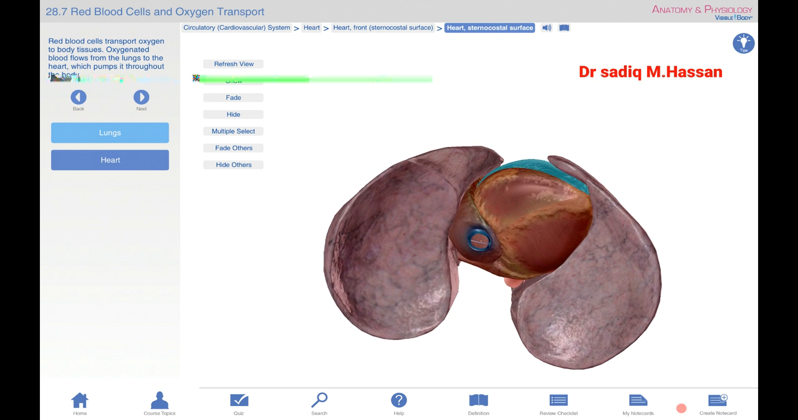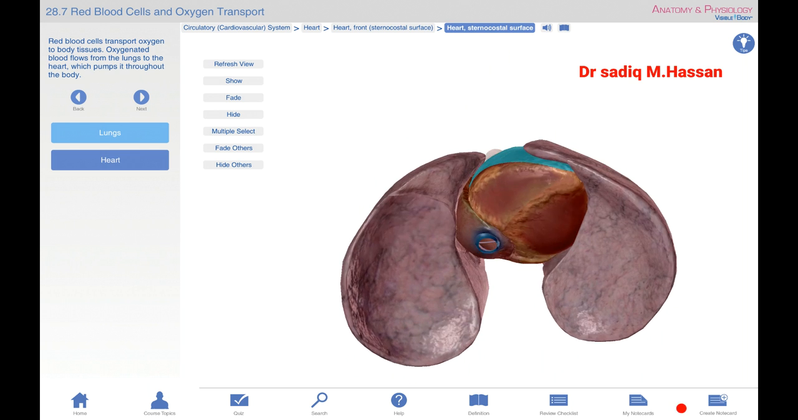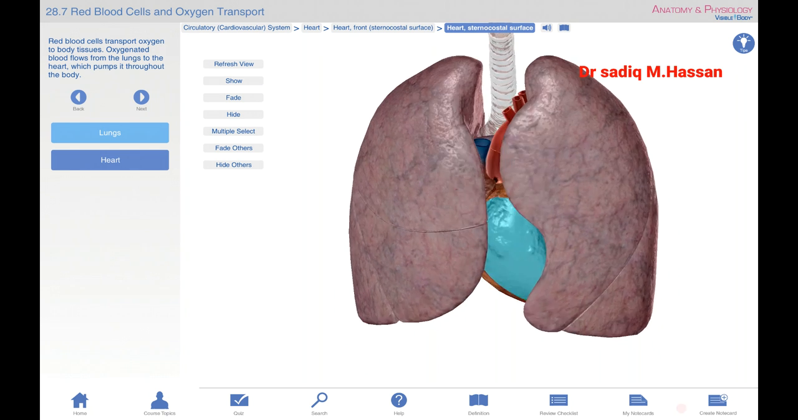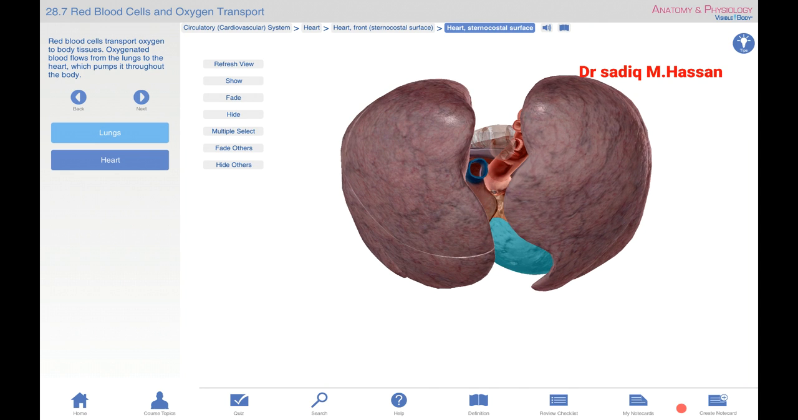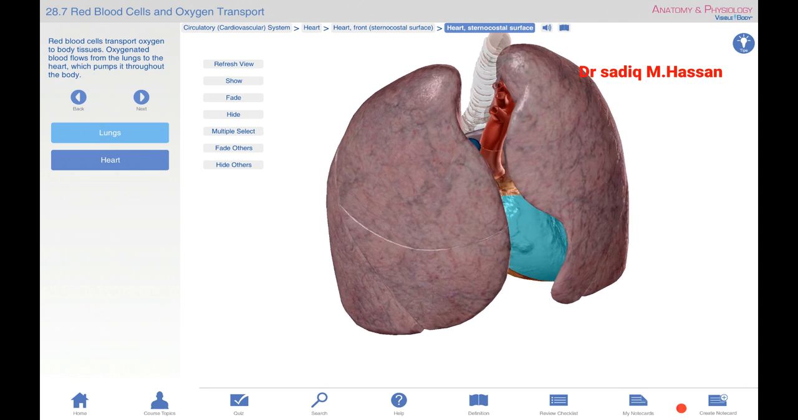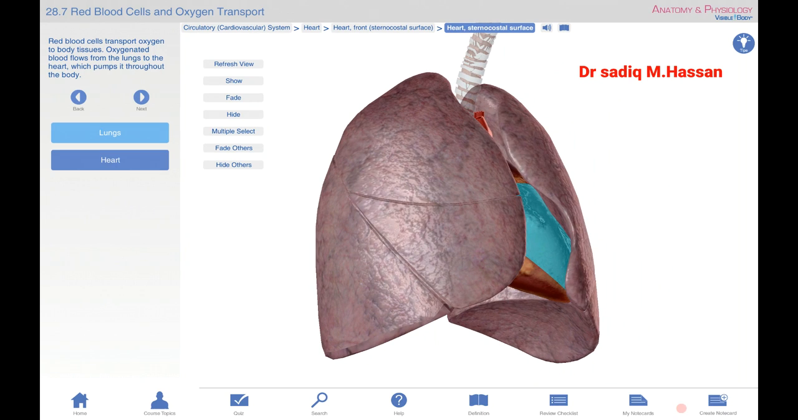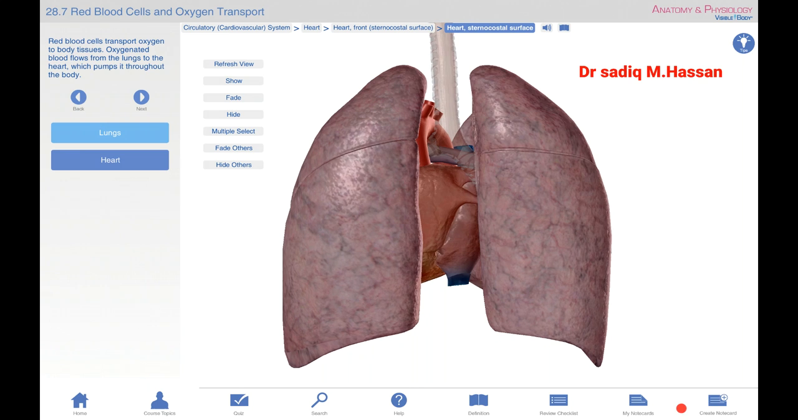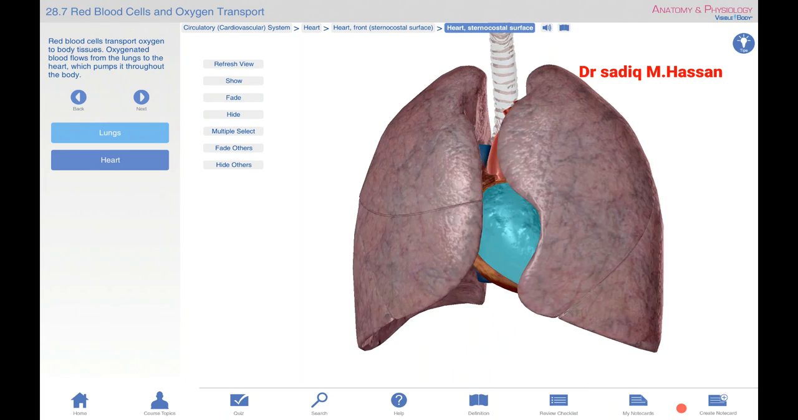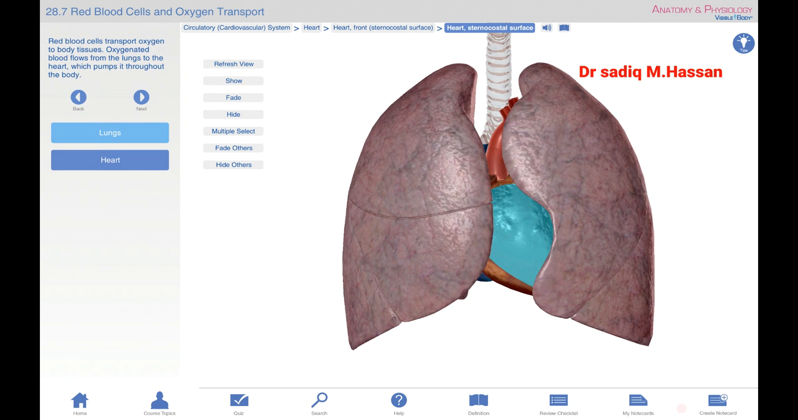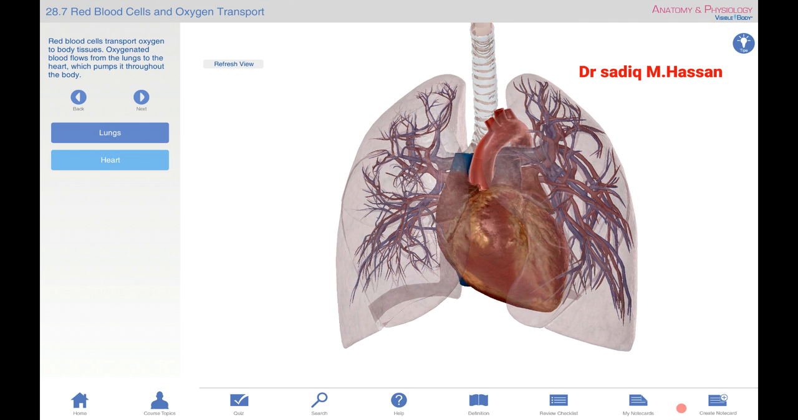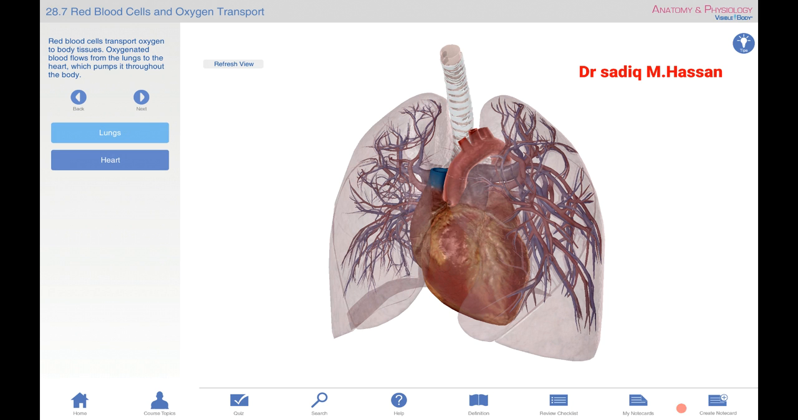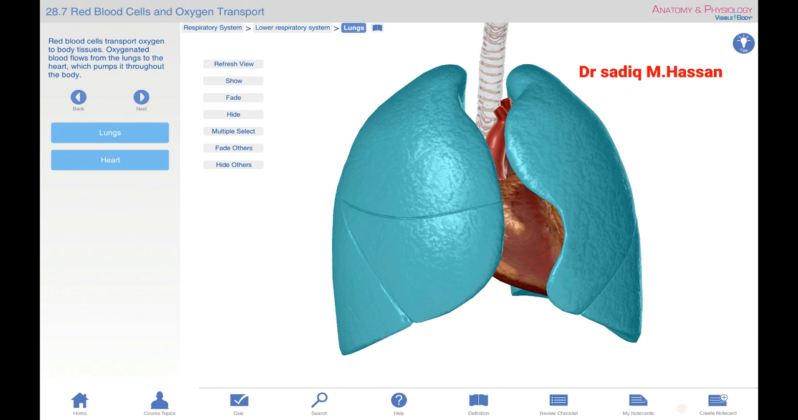This is the inferior view of the lung and heart, and this is the superior view of the heart and lung. This is the right lateral, this is the left lateral, and this is the posterior view. In general, these are the two lungs. We will learn about them in a separate video in the respiratory system.